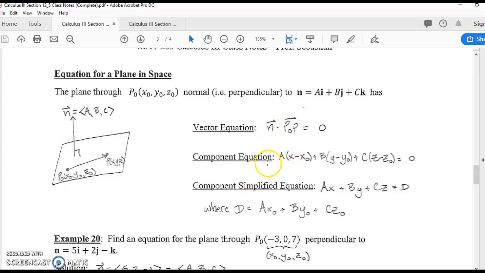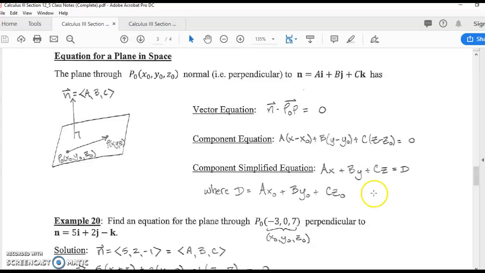And then if we simplify this component equation, notice I can distribute the a, b, and the c. So I have ax plus by plus cz. And then all the rest of it is just a constant when I add it up: a times minus x naught plus b times minus y naught plus c times minus z naught. Those are all constants. Bring them to the other side and just call it d. So this is called the component simplified equation. Notice that if I see the component equation, I can quickly identify the normal vector has components a, b, c. Or in the simplified equation, same thing.